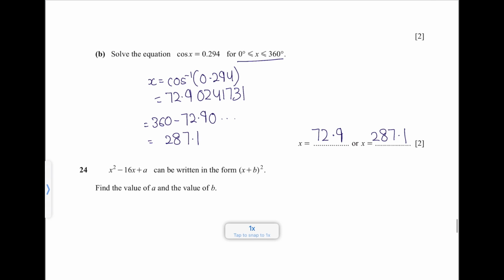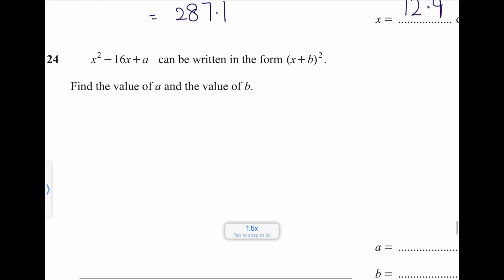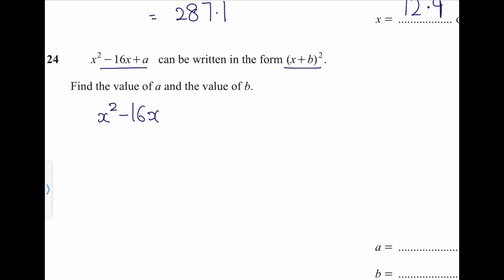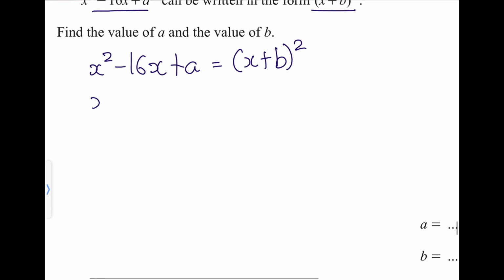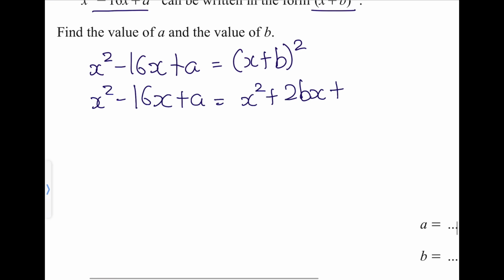Now it says that x squared minus 16x plus a can be written in the form x plus b squared. This question might not seem simple, but it's actually relatively simple. So x squared minus 16x plus a, if you expand x plus b squared, it gives you x squared plus 2bx plus b squared. Now you want to know how to equate this to this.